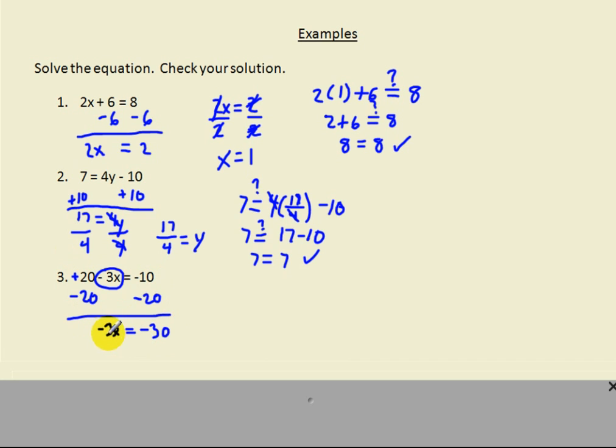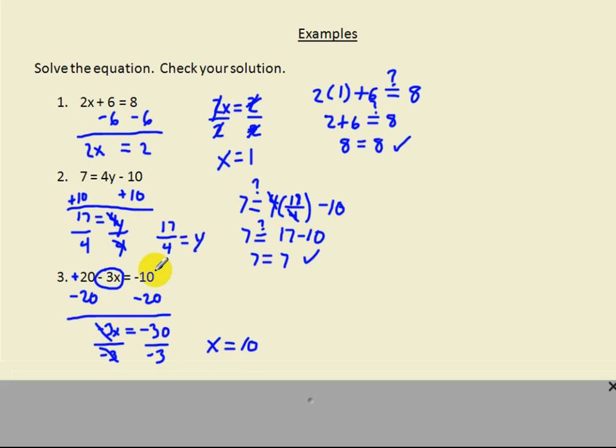All right, now we have our multiplication to undo. Since we're multiplying by negative 3, we'll undo that by dividing by negative 3. So divide by negative 3 on the other side of the equation. The negative 3 cancels the negative 3, and we get x equals, and then negative divided by negative is positive, and 30 divided by 3 is 10.